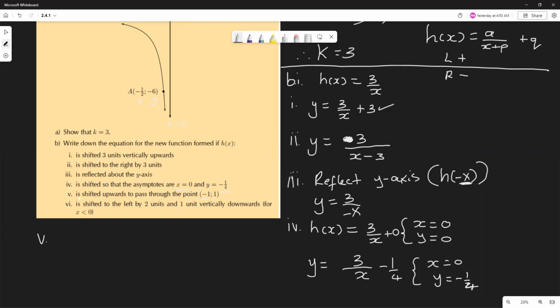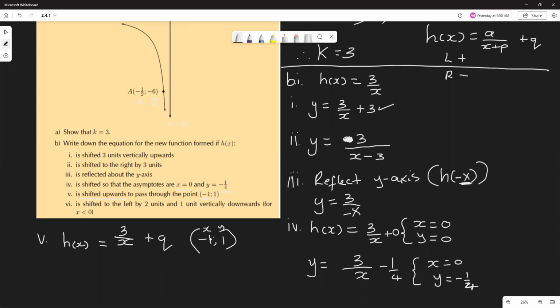It's shifted upwards. So let's check. I'm now going to have h of x equals 3 over x. I know that I'm shifting it up with a certain q value. Remember, up, you just add a q. And then I know it is going to pass through this point, negative 1 and 1, right? So this is the x value, that is the y value. So I can easily find what the q value should be for this point to be true.